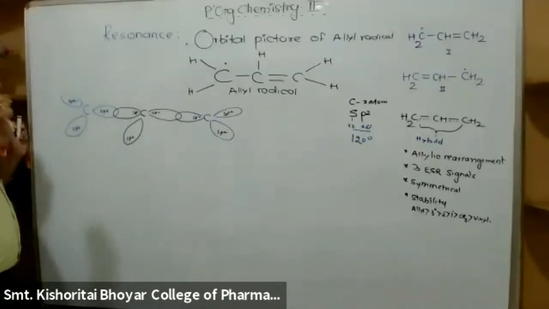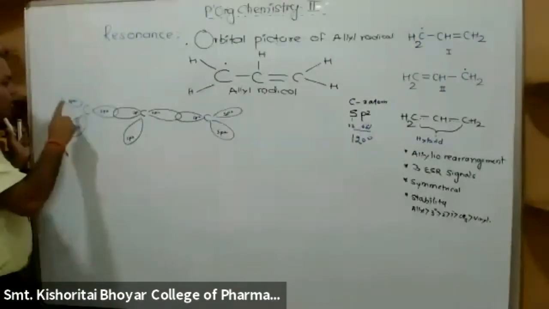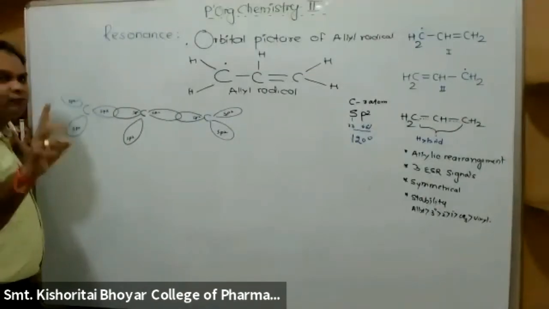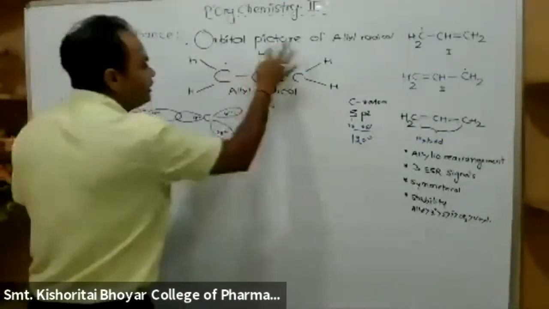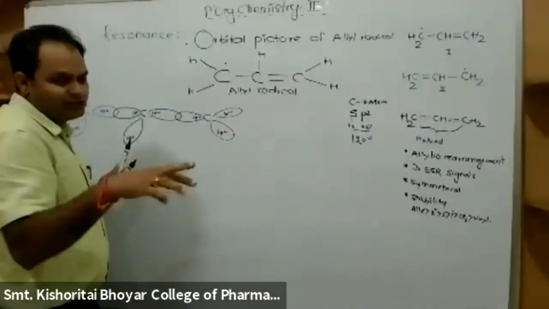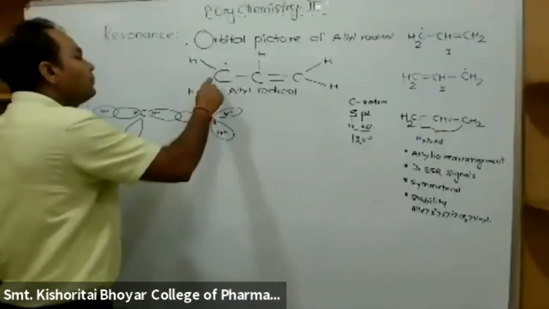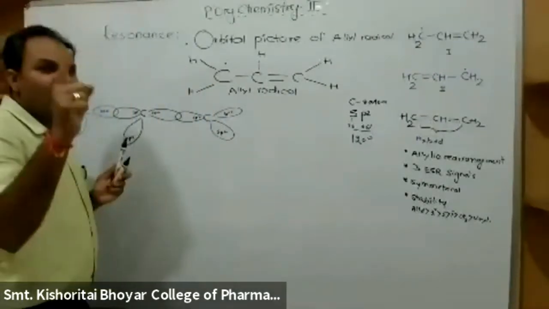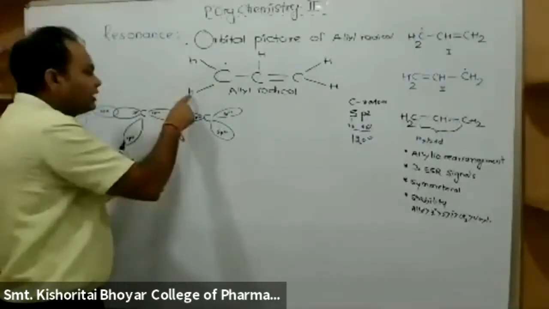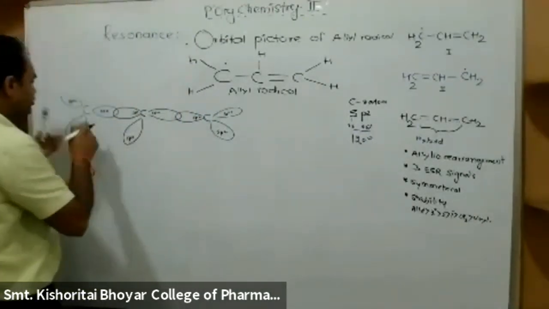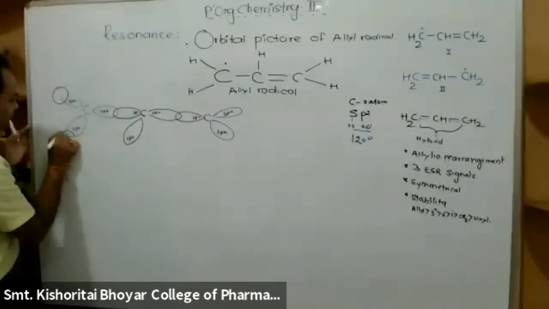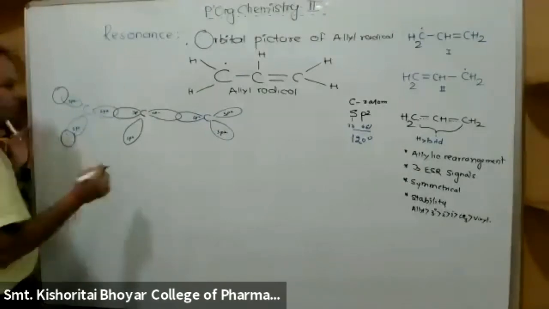Now the 5 sp2 hybrid orbitals of the carbon overlap with the 1s orbital of 5 hydrogens: 1, 2, 3, 4, 5 hydrogens. Hydrogen has a 1s orbital containing an odd electron. So the 5 sp2 hybrid orbitals of carbon overlap with the 1s orbital of hydrogen. As you know, the 1s orbital is a spherical one. Like this, this carbon has 2 overlappings.